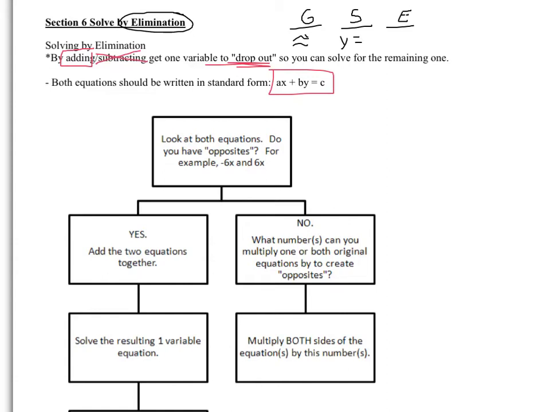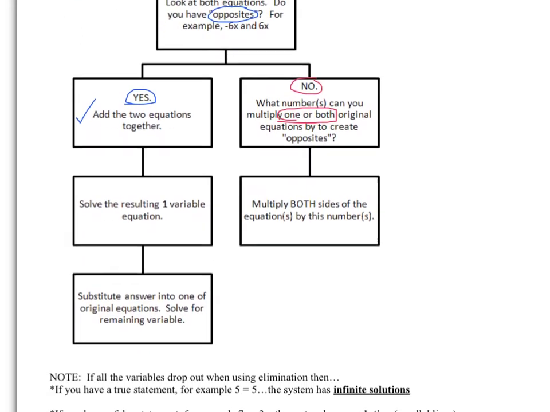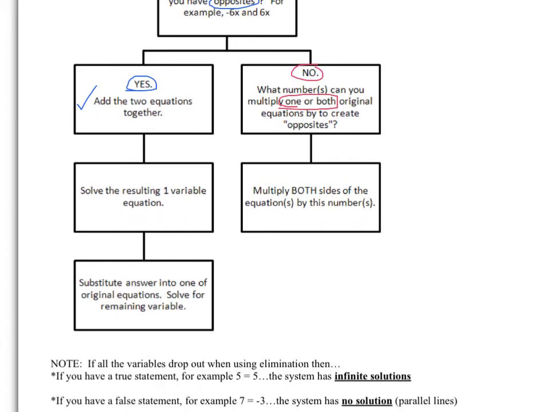And some key points here is that we are looking for opposites so that when we add them, things will cancel. If we have opposites, then we can go ahead, this is a yes now, we can go ahead and add the equations together and solve for the remaining variable. If we do not have opposites, then we're going to have to multiply one or both of the original equations so that we can create opposites. Once you've done that, you can go ahead and add them vertically, and you would cancel out a variable in doing so.